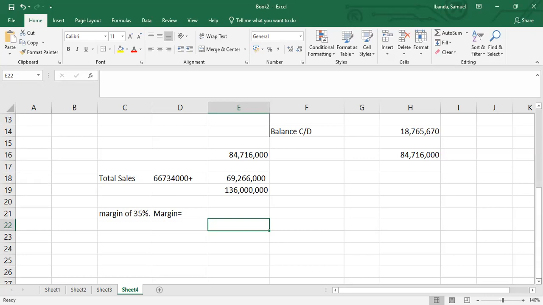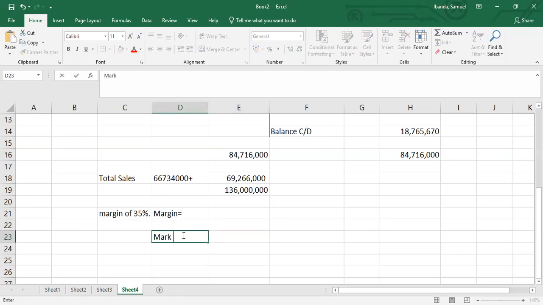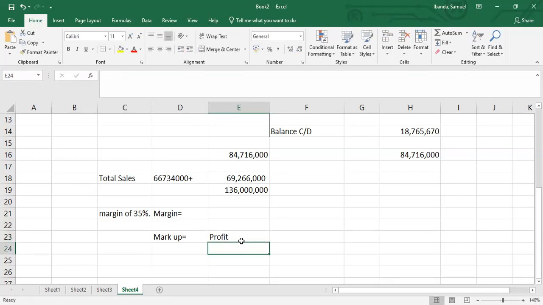Okay, so like I said, we have margin and markup. So we have markup. Markup is usually on what? Markup is a percentage of profit over cost of sales times 100%.